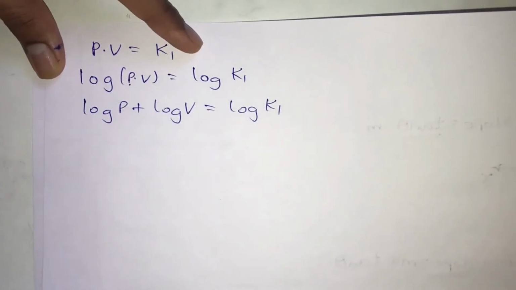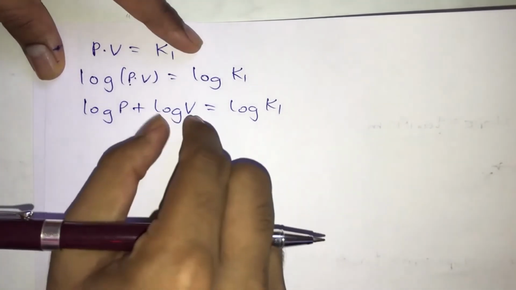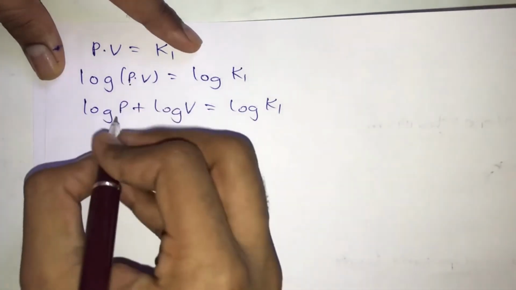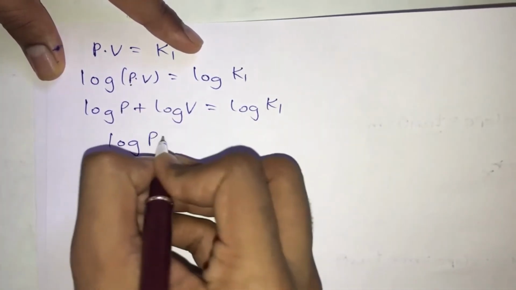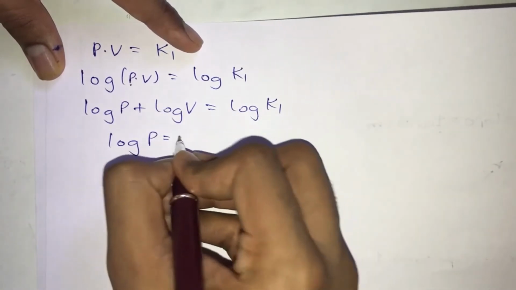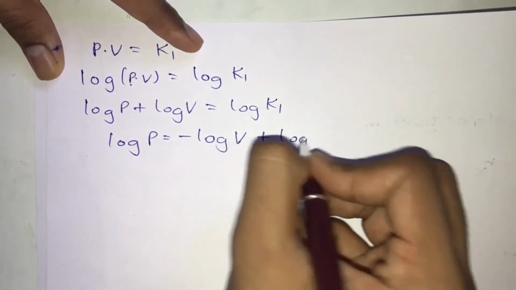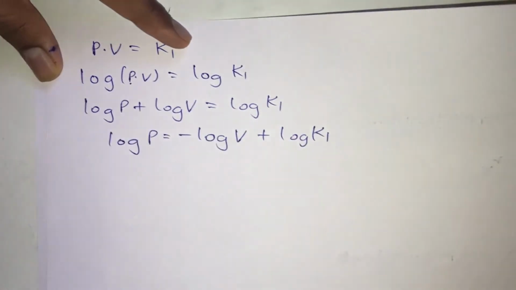Now what I am going to do over here is shift this log of V to the right hand side. Okay, so this log of V, when it goes to the right hand side, it becomes minus log of V plus log of K1.